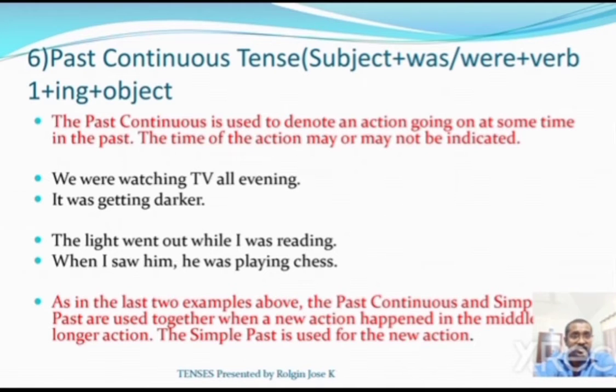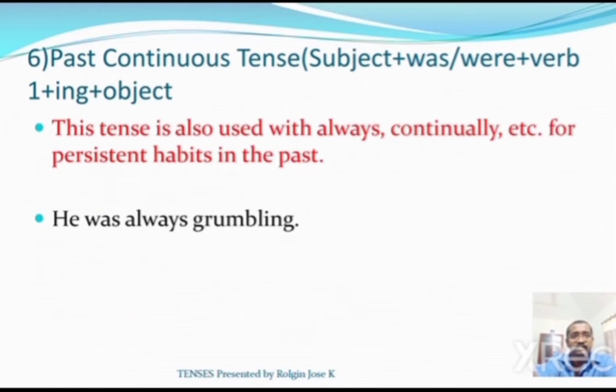The past continuous and simple past are used together when a new action happened in the middle of a longer action. The simple past is used for the new action. Hope you understood. The light went out at what time? While I was reading. While I was reading was continuously going on. In the middle of that activity, what happened? The light went out. This tense is also used with always, continually, etc. for persistent habits in the past. He was always grumbling.